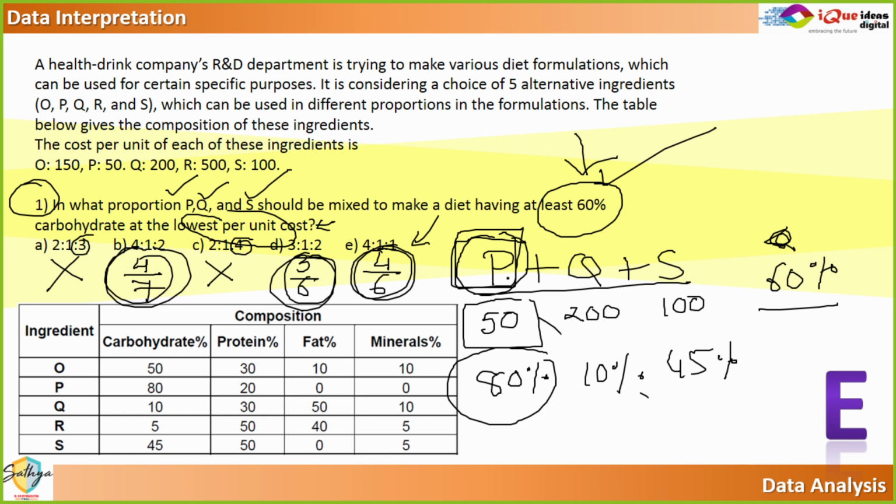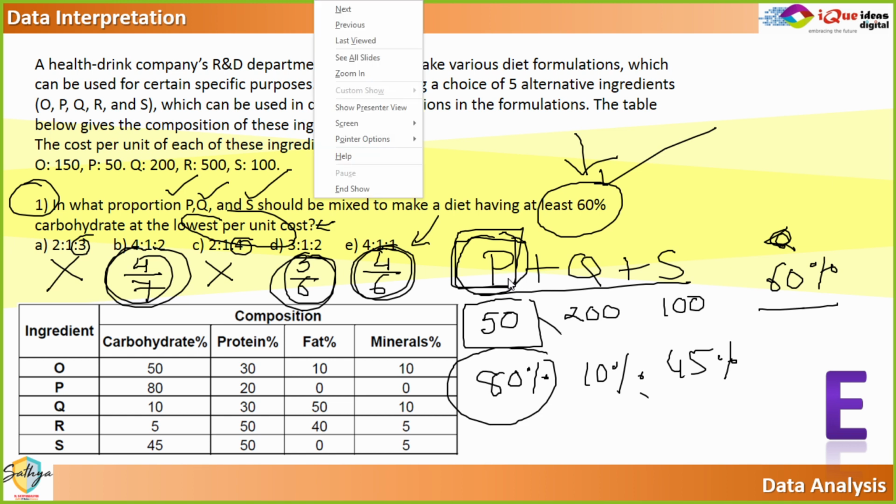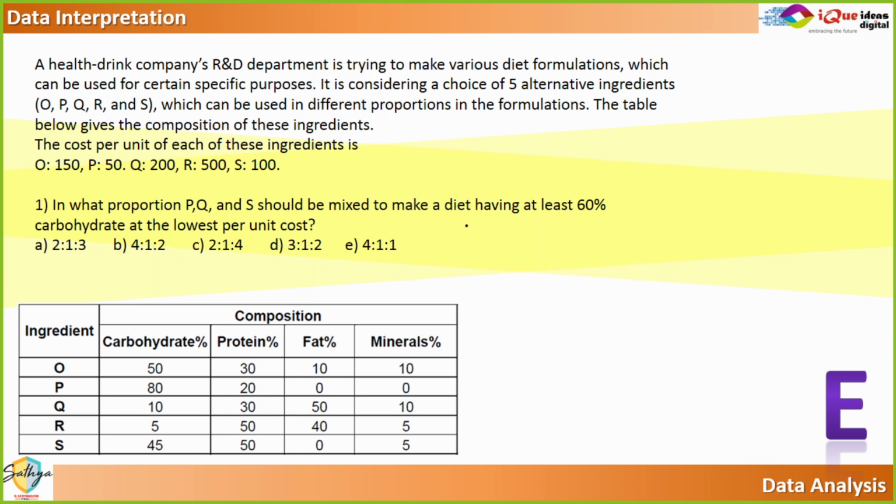Now, did we get it? Okay, I'll explain this once again. Right, let me clear this. So what does the question say? You need at least 60% carbohydrates and you need the minimum cost of ingredients.